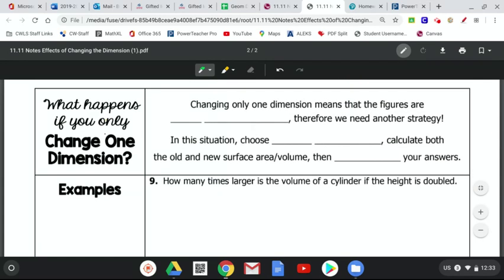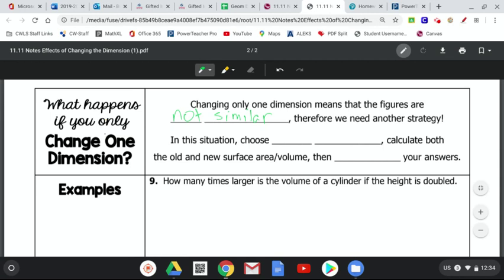So this one just asks what happens if you only change one dimension. Changing only one dimension means that the figures are not similar, okay? They're not growing at a steady rate. We're only changing one part. Only one part is growing, all right? So, therefore, we need another strategy.